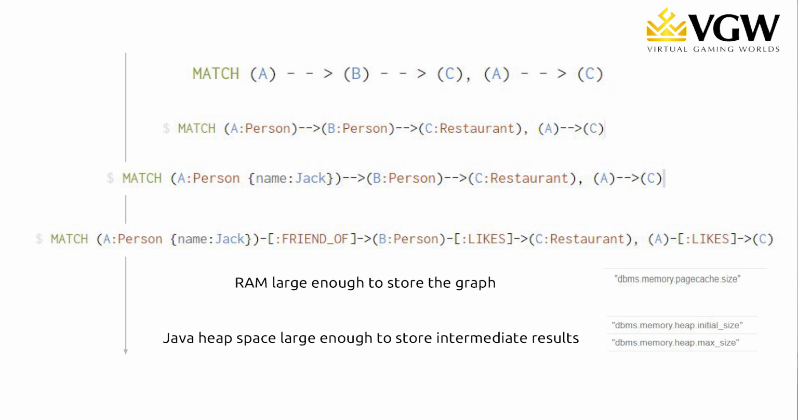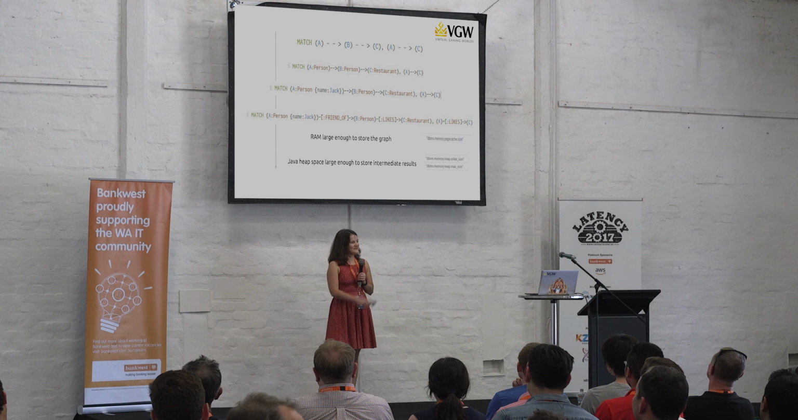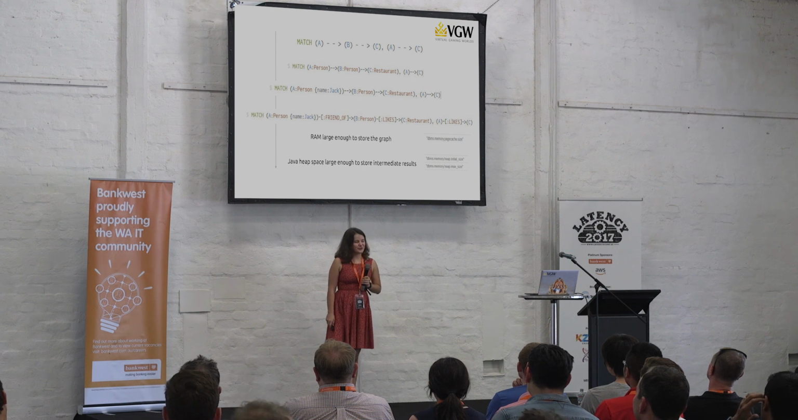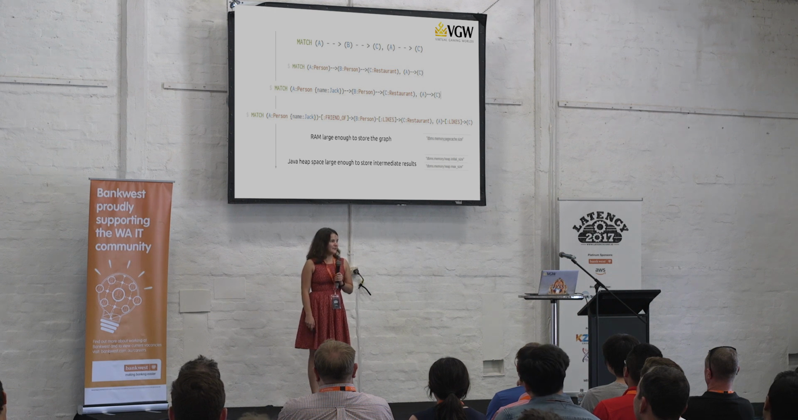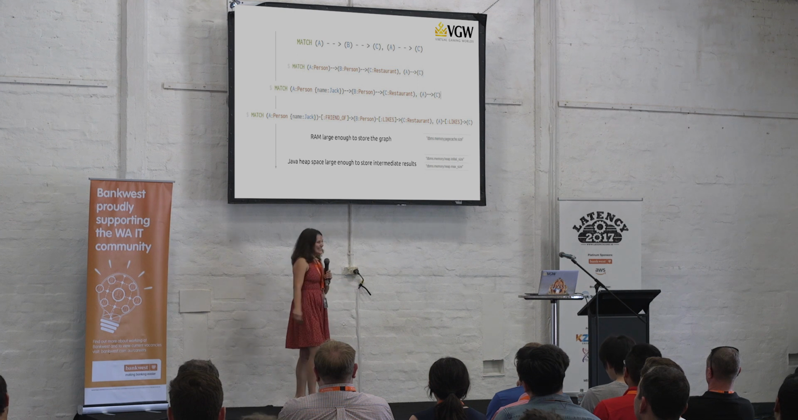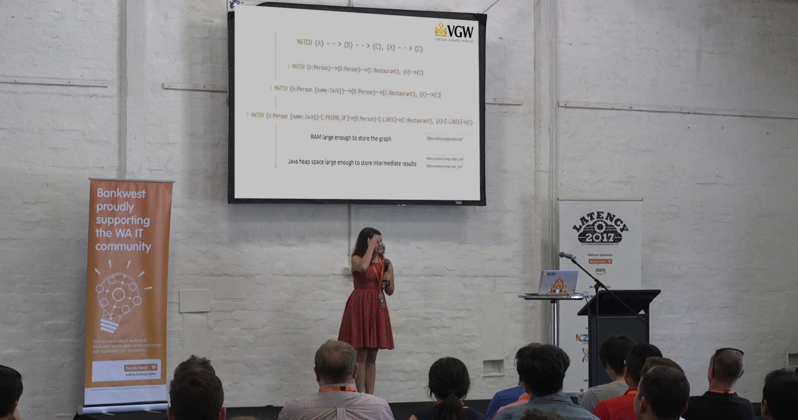Okay, quick recap. This is a so-so query. It doesn't give the graph database much information. This is better. We labeled it. Now we know where to start. This is even better because we're starting with Jack and we have an index on Jack, on the name property. This is even better again because now we have typed relationships and RAM large enough to store the graph. Also, please set this setting. And Java heap space large enough to store intermediate results.